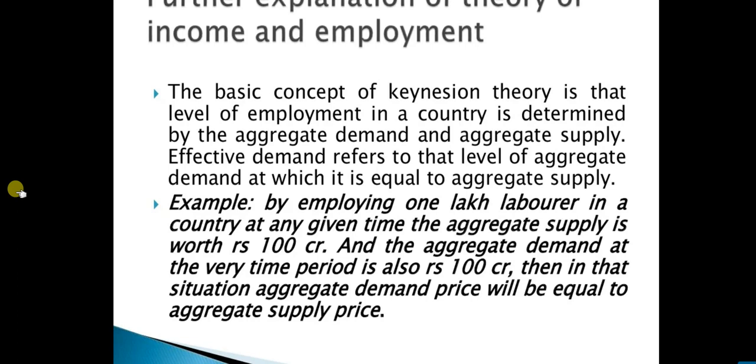The basic concept of Keynesian theory is that the level of employment in a country is determined by the aggregate demand and aggregate supply. Effective demand refers to that level of aggregate demand at which it is equal to aggregate supply. Example: by employing 1 lakh labor in a country at any given time, the aggregate supply is worth rupees 100 crore, and the aggregate demand at that time is also rupees 100 crore. Then in that situation, aggregate demand price will be equal to aggregate supply price.